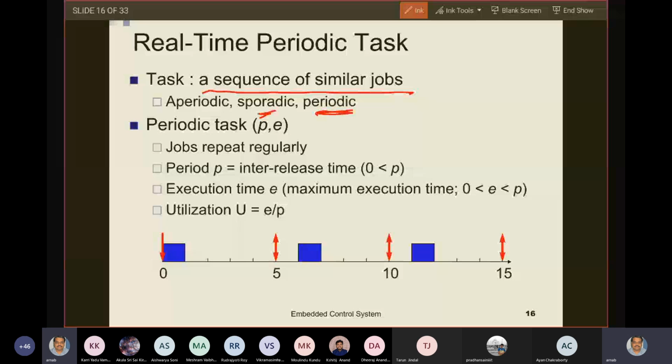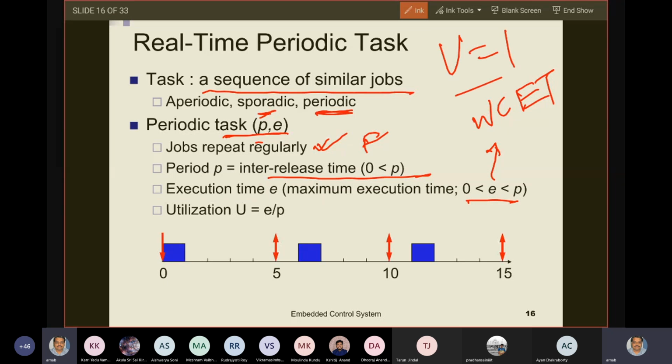So a periodic task is defined by having a period P and an execution time E. The jobs repeat regularly at an inter-arrival time of P, and the inter-release time also is P. The execution time E is equal to the WCT, that is what you studied here already. So WCT is less than or equal to P. E must be less than P, because if E equals P, the complete capacity of the processor will be required to execute this task. No other task will be able to execute. So if capital U equals 1, I need one complete processor to execute this task.